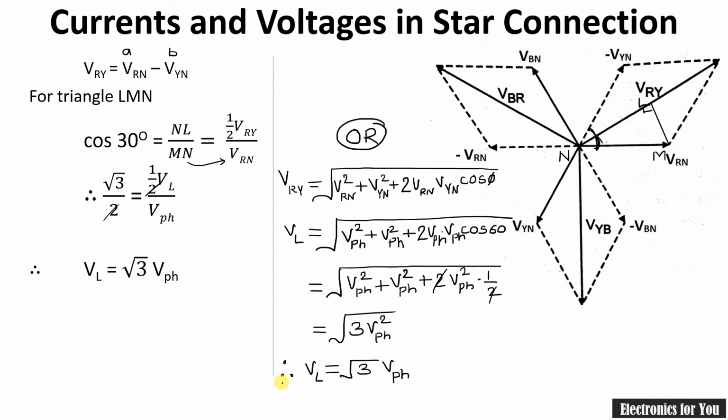So further solving it, we get VL equals root 3 times VPH. So this is another way where we can calculate the same relationship again, that is VL equals under root 3 VPH in case of a star connection. And we have calculated it for a balanced star connection.